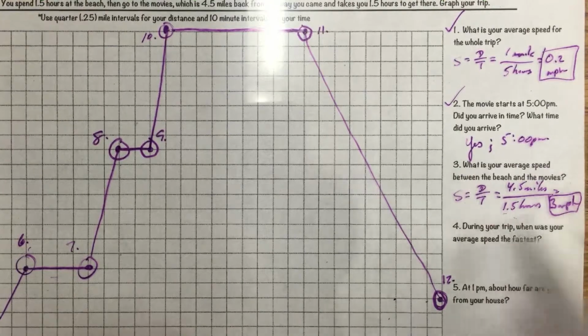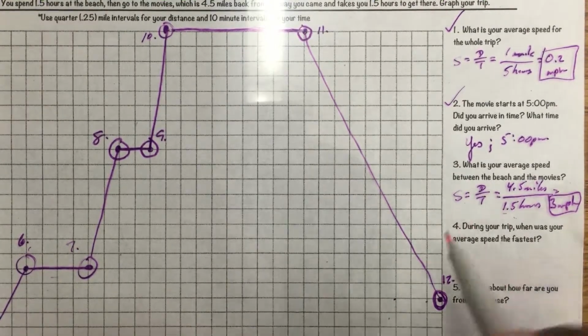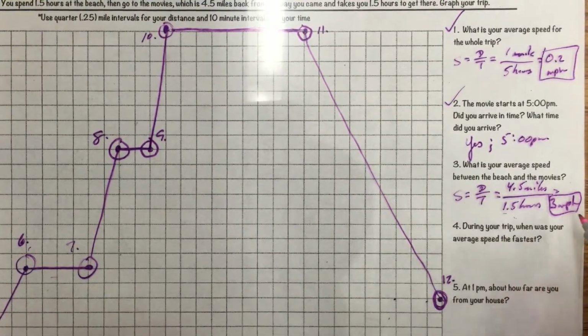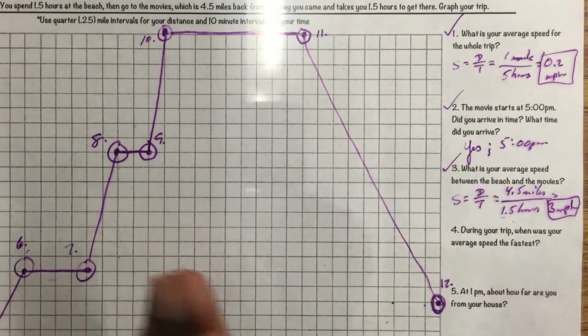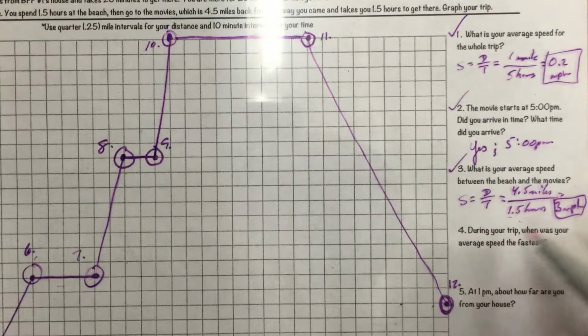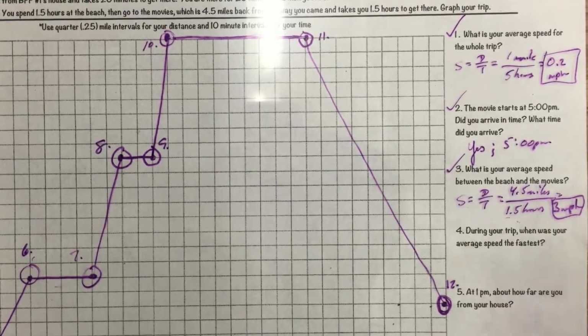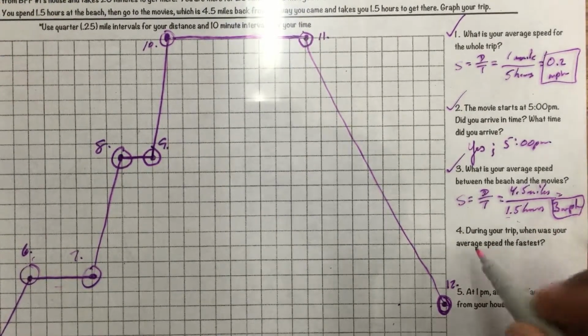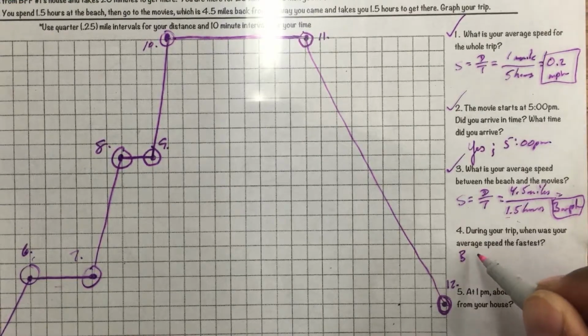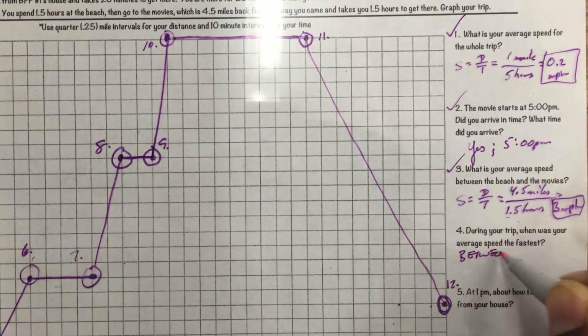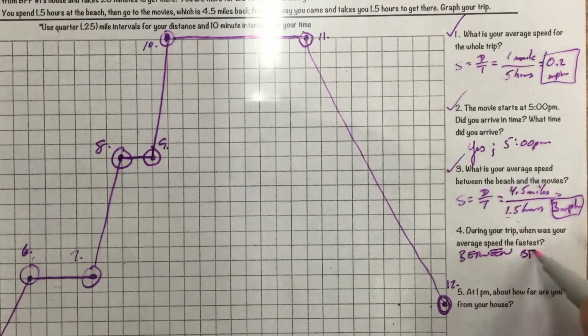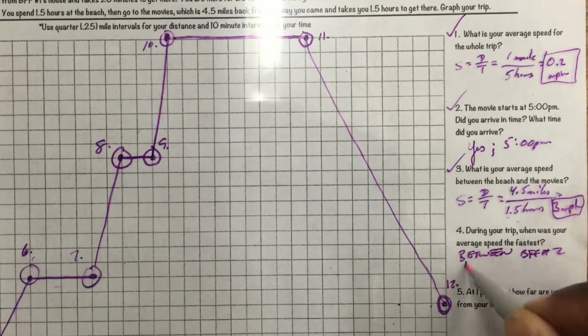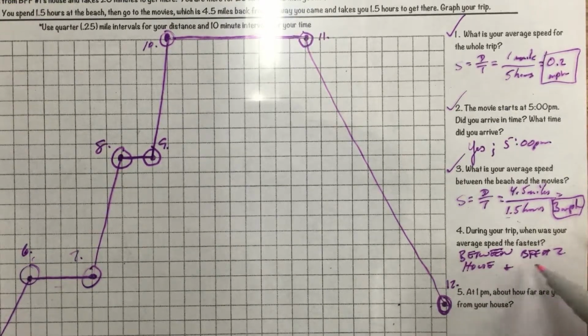If they didn't show their work, I don't want to see any math. They need to have put the formula, put the units, and then the answer. If they did that, give them the check. If they only have an answer, they do not get the check. I told you I want the formula. It says, during the trip, when was your average speed the fastest? They should have written something like between BFF number 2's house and the beach. If they got that, then give them the check.